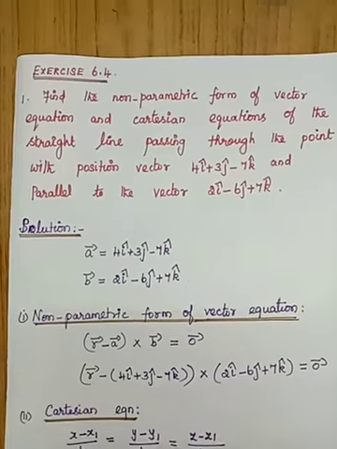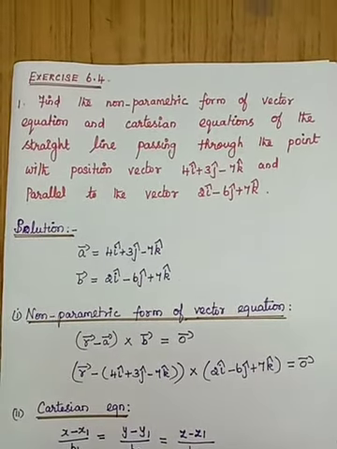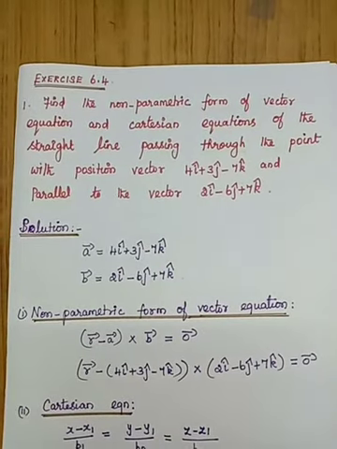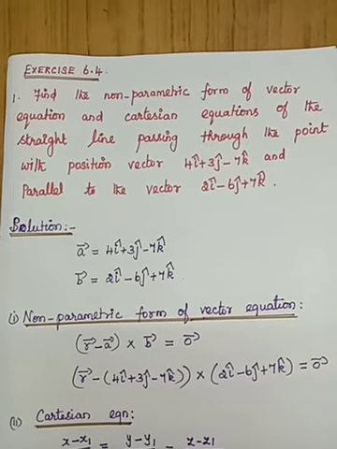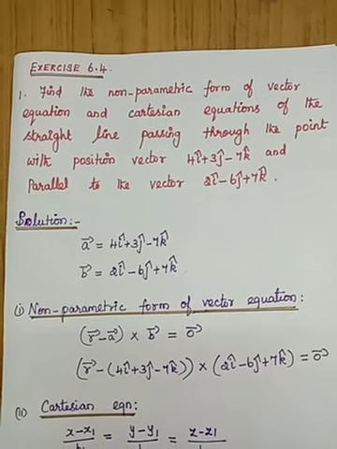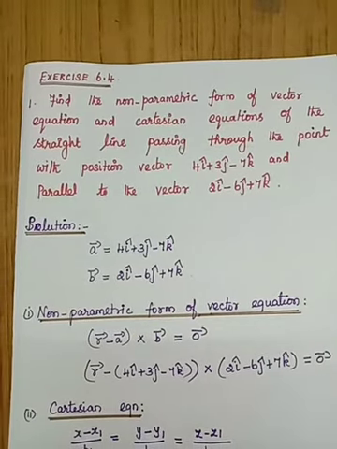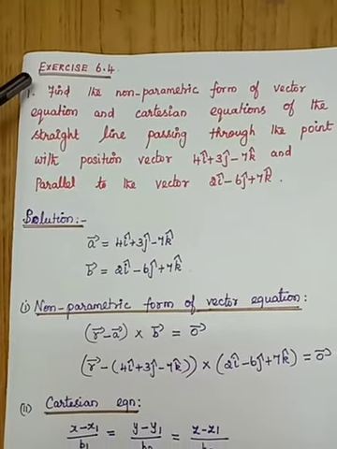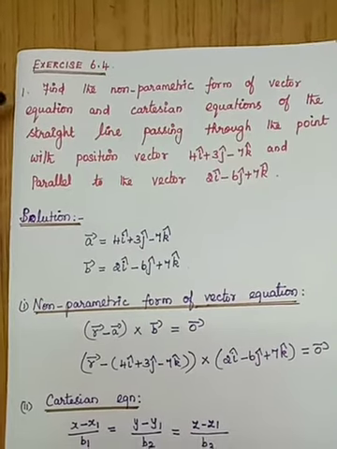Good morning, students. In the previous class we derived the formulas for the parametric and non-parametric vector equations of the straight line and the Cartesian equation of the straight line. So using those formulas, we are going to discuss exercise 6.4, first problem.